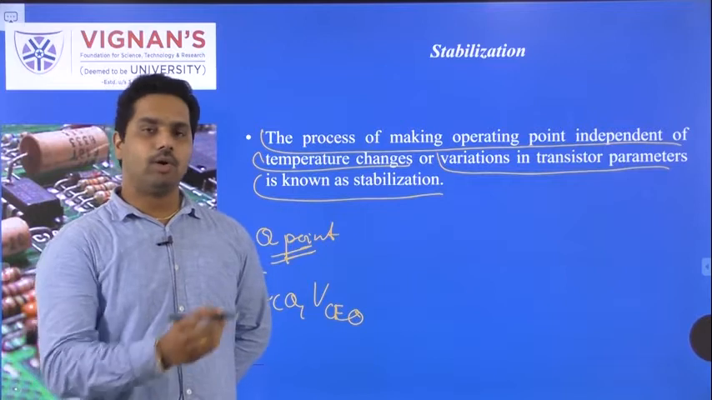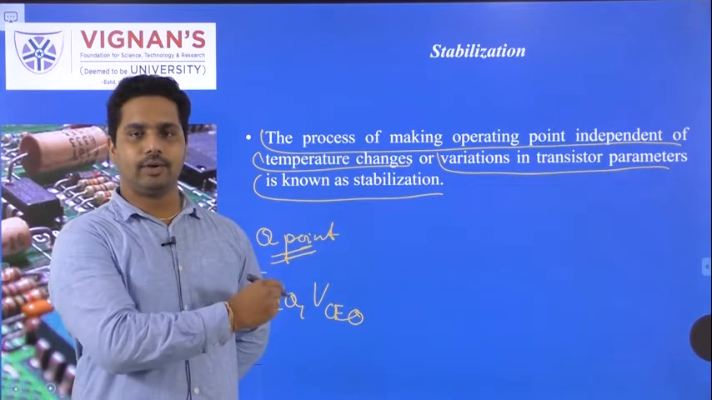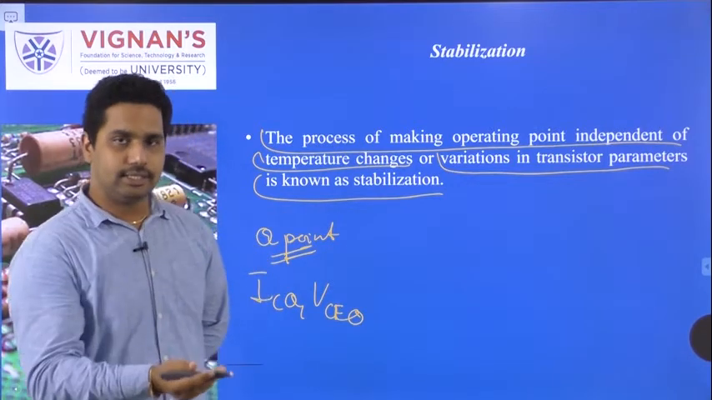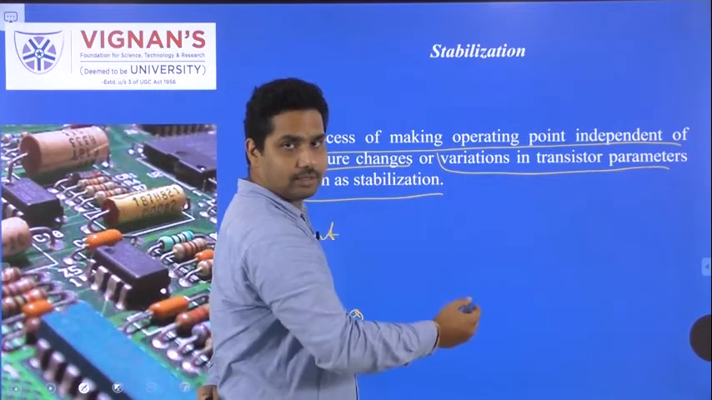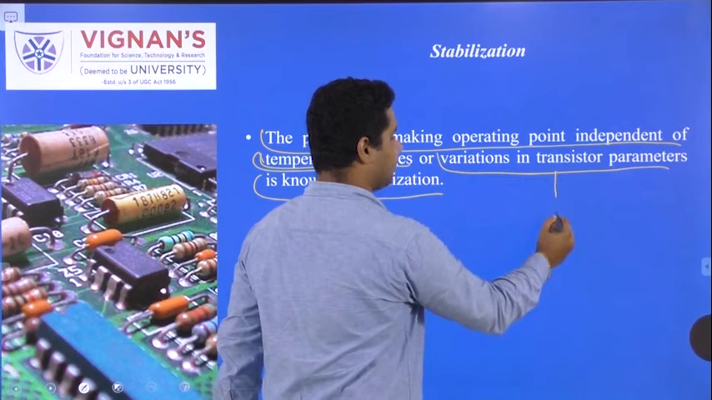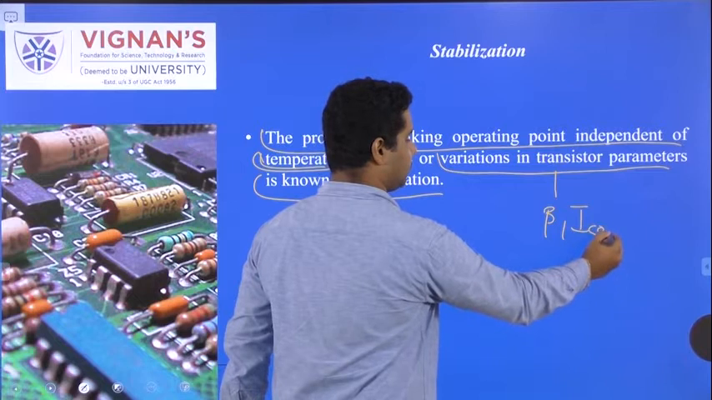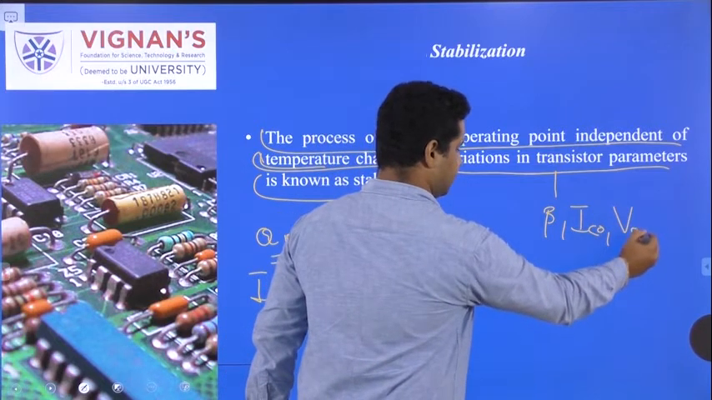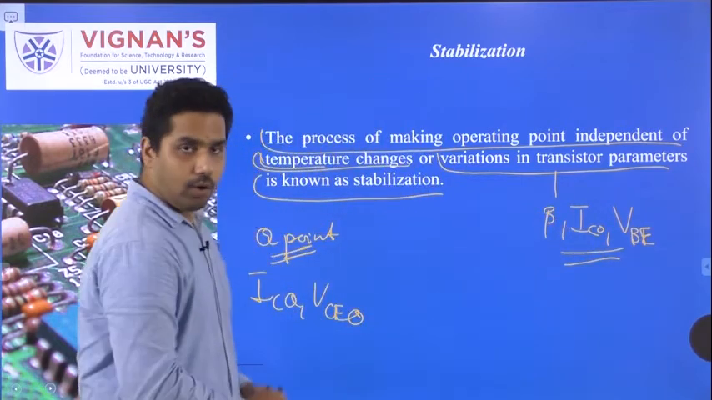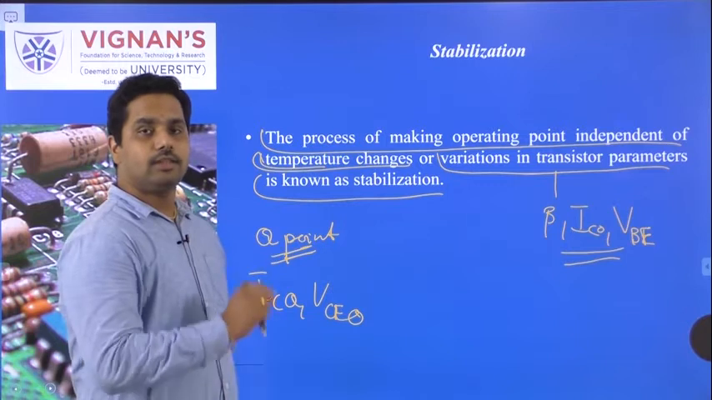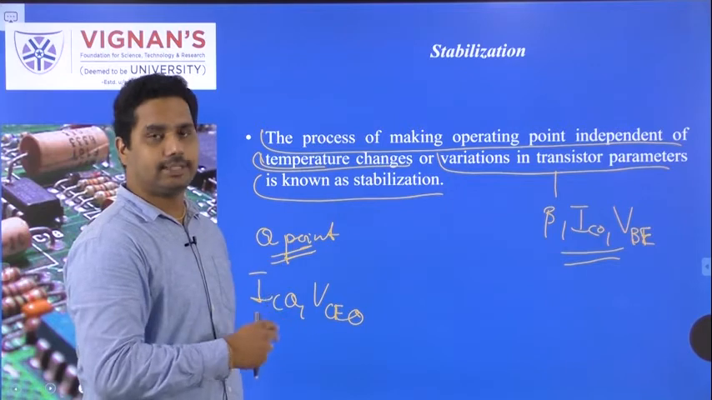So we have to see about stabilization. What is stabilization? Already the Q point is achieved, right? But then we have to make sure that the achieved or desired Q point is not changing or varying because of temperature variations or variation in transistor parameters. Transistor parameters mainly we are considering are beta, the leakage current ICO, and VBE voltage. So because of these three transistor parameters or because of the temperature changes, the Q point should not change. For that purpose, what do we need? We need stabilization. Okay.